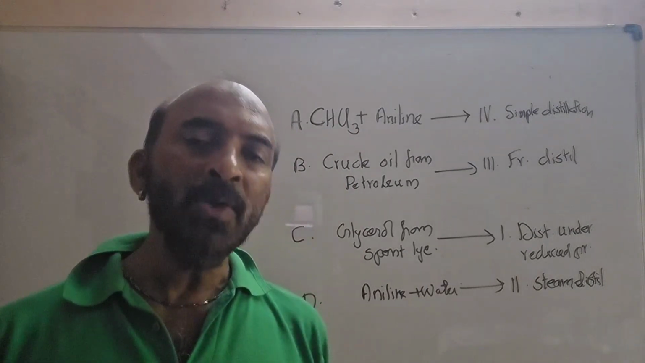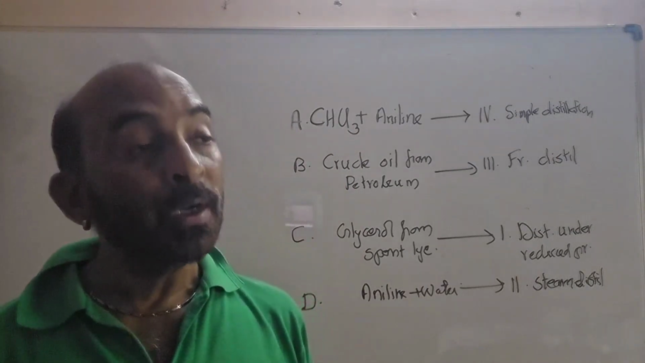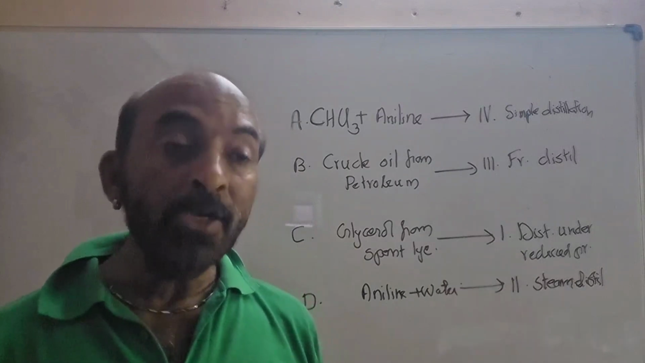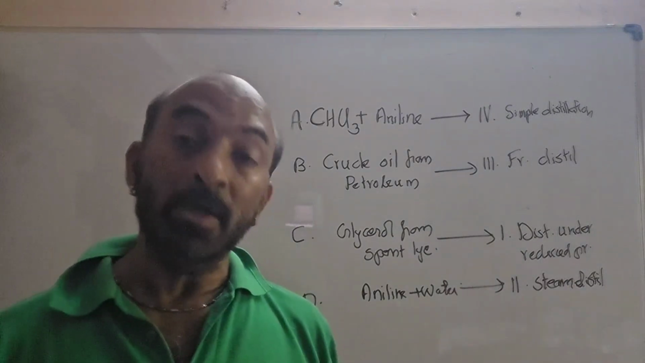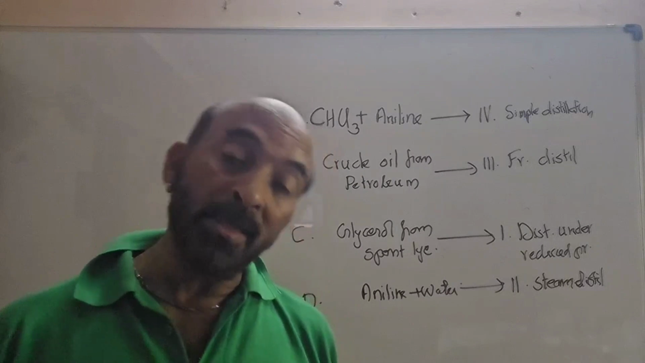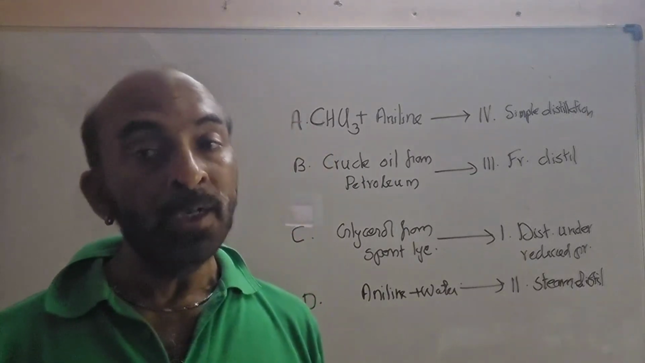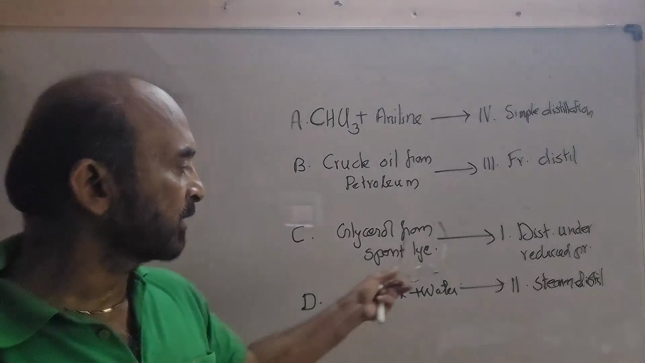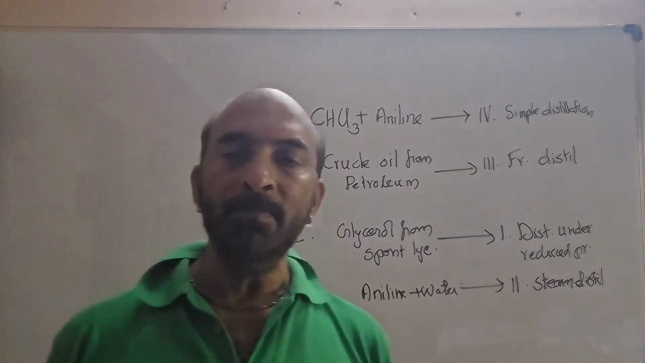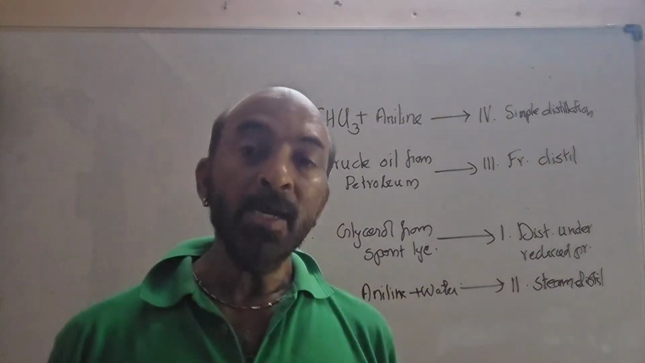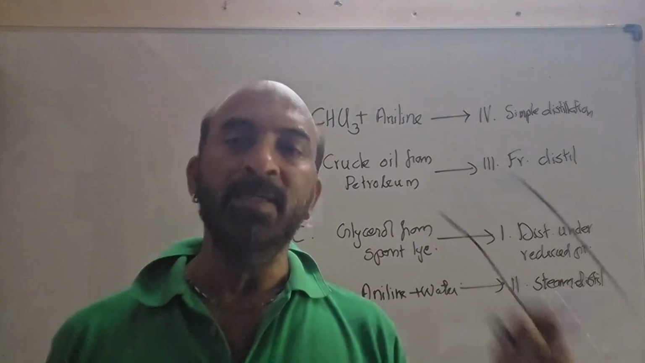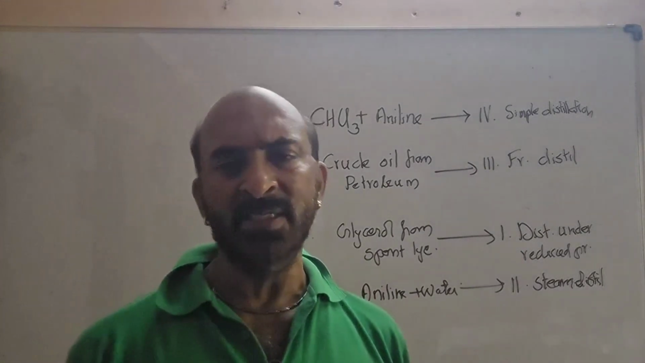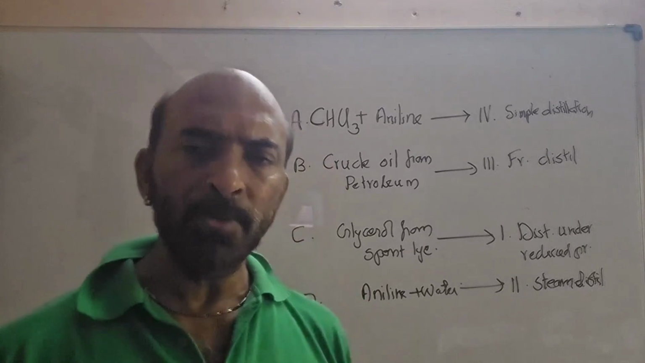That consumption of fuel can be minimized if you carry out this distillation under reduced pressure. Under reduced pressure, the boiling point of water will be lowered. So water is easily converted to its vapor, and we can save fuel. So glycerol from spent lye can be separated by distillation under reduced pressure, sometimes called vacuum distillation, even though it is not pure vacuum.